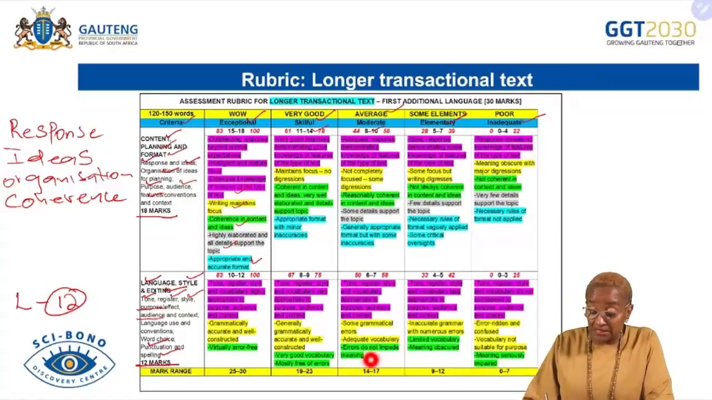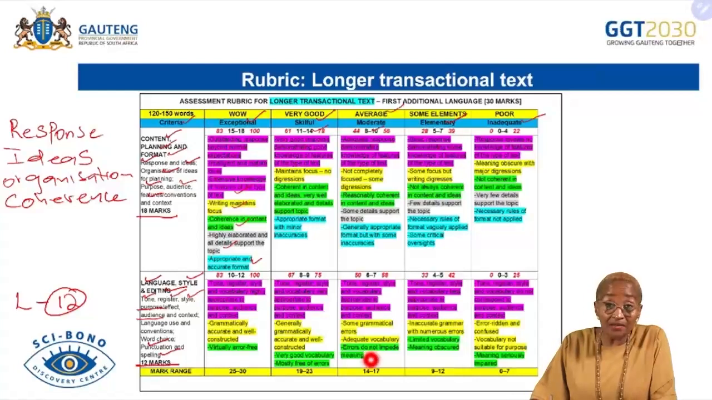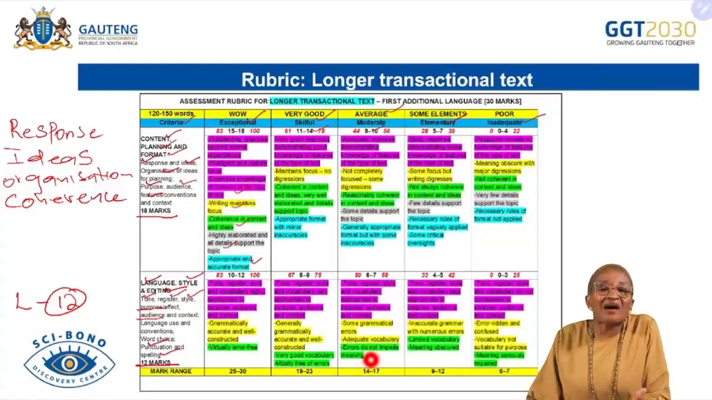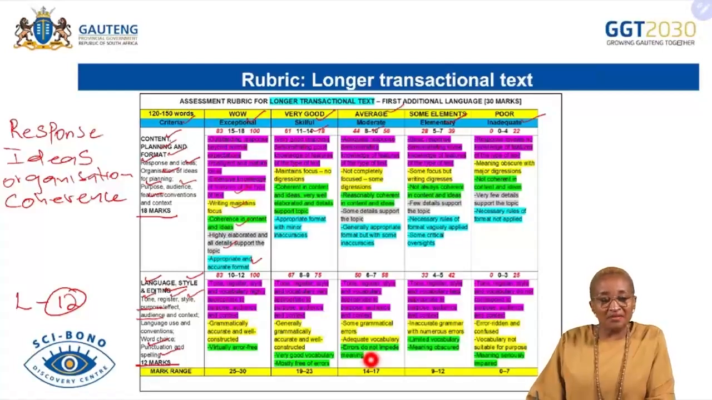You also have to look at each category there. We've got the highest mark and the lowest mark in each of those categories. What does the highest mark mean? It means you have met all the required descriptors in your transactional text. And what does the lowest mark mean? It means you have met the minimum requirements of that category. And what would, in this case, a 16 or a 17 mean? It means you have met some of the requirements or some of the descriptors in that category.